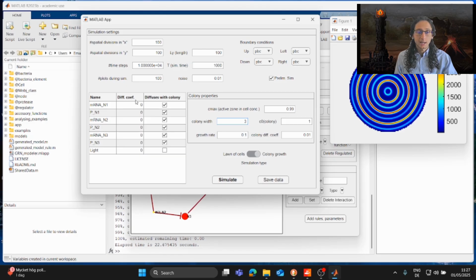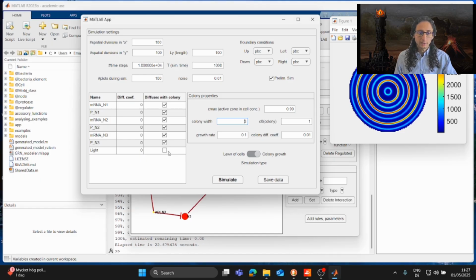Finally, we have the tab for the diffusion coefficient of all species in our system. In most cases, species will not be diffusible. So for example, in the repressilator, neither the mRNA nor the protein product can diffuse outside the cell, so we have 0 for all these species. Nevertheless, it is true that as cells diffuse in the simulation, they will carry with them all the intracellular components. So for all these intracellular components, we have checked the diffuses with colony box.